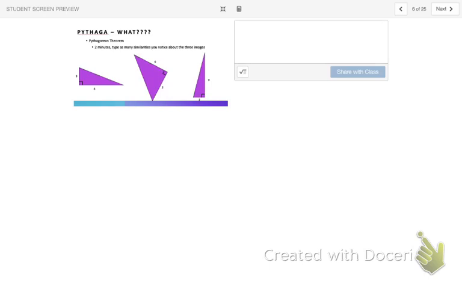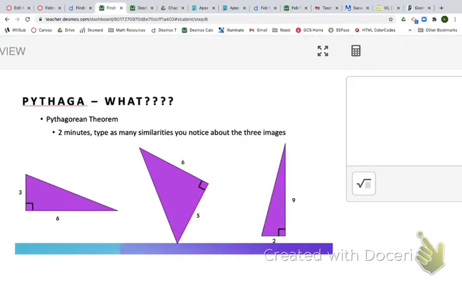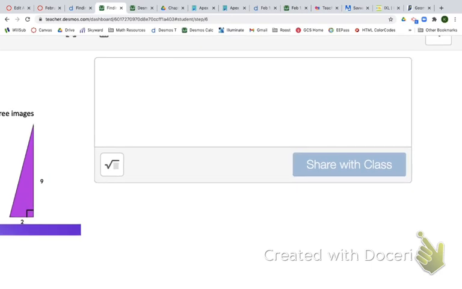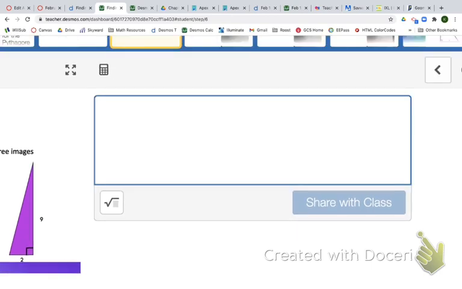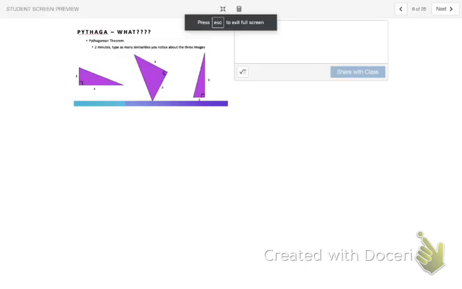Pythagoras, what? So what is the Pythagorean theorem? In 2 minutes, type as many similarities as you notice about these three images. So what do you notice about these three triangles? As many as you can, put them in this box and press share with class. Once you press share with class, you should be able to see other people's responses. So go ahead, pause the video, and do it for 2 minutes.